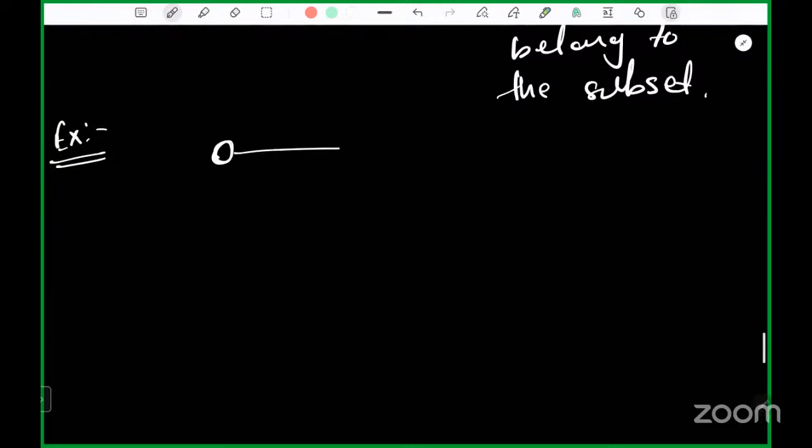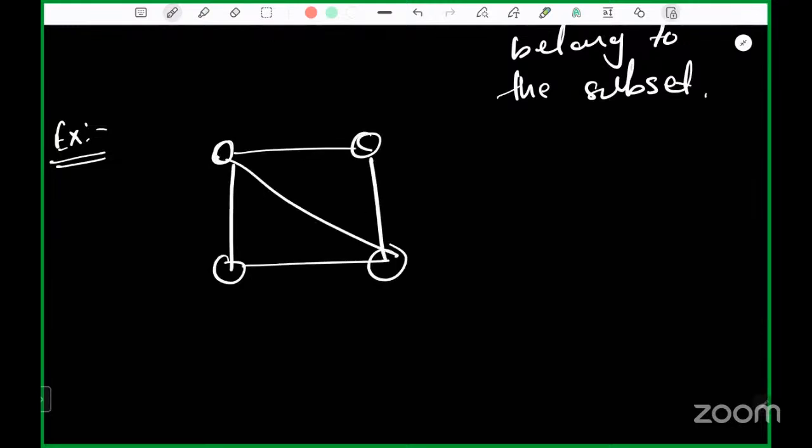So I'll start with a very simple example. Suppose this is your graph, a very simple graph of 4 vertices: 1, 2, 3, 4. Suppose I give them the names A, B, C, D. Here, first of all, tell me what are the possible vertex covers.